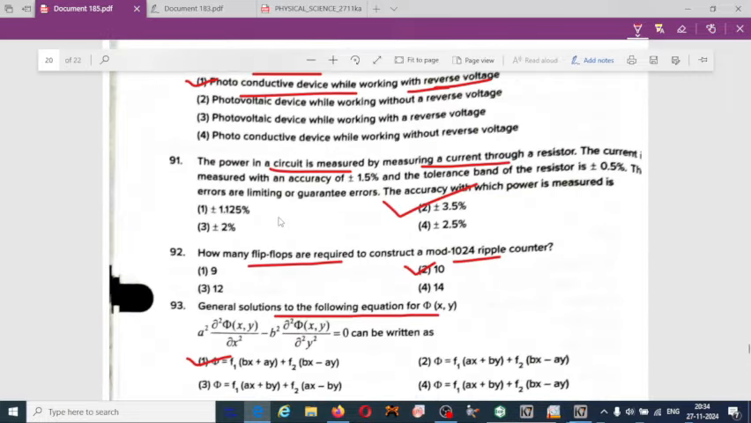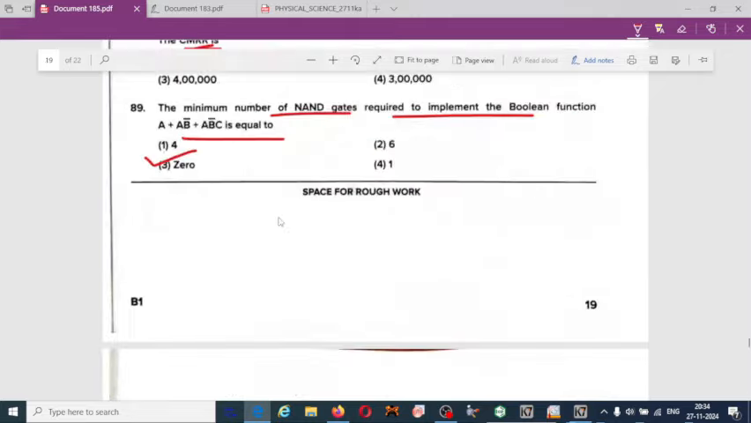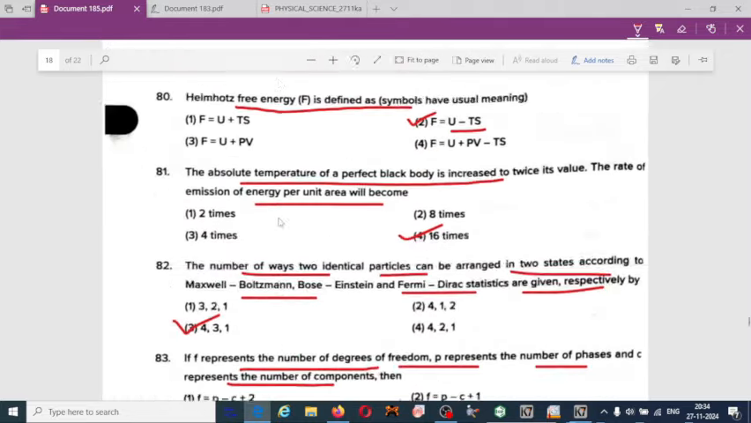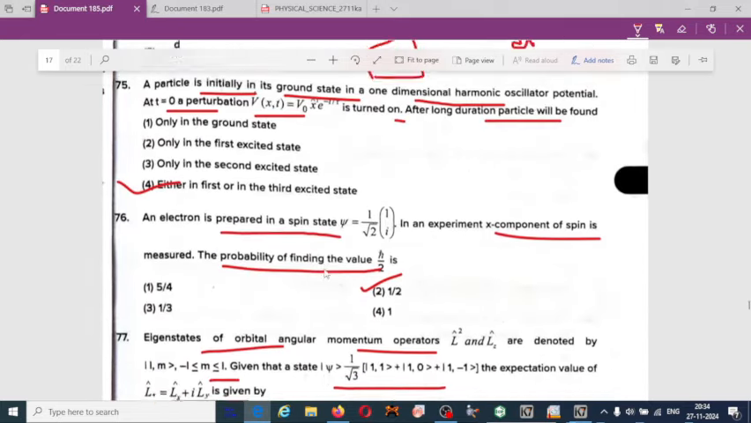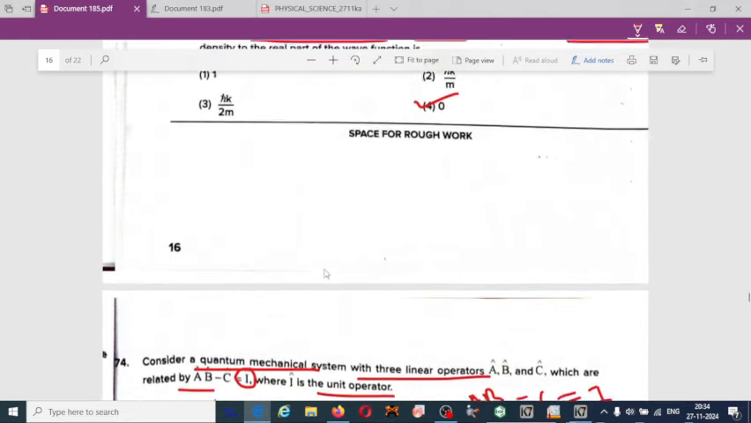So this is the analysis of the question paper with answers. As much as possible, I have solved and explained the question answers here.